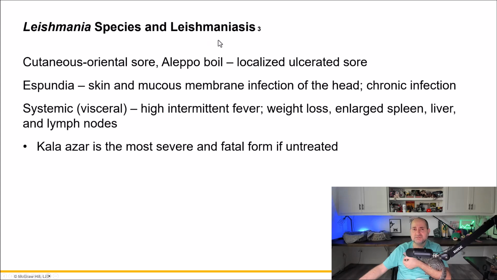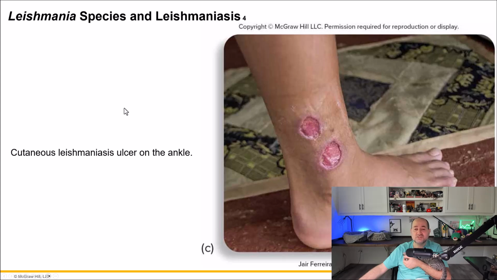So Leishmaniasis can culminate in different ways. It could form a cutaneous localized sore. It could culminate in espundia, skin and mucous membranes infected of the head, chronic infection. It can go systemic or visceral with high intermittent fever, weight loss, enlarged spleen, liver, and lymph nodes. And Kala-Azar is the most severe and fatal form of this systemic infection if untreated. Here you can see cutaneous leishmaniasis. See how it's an ulcer, a localized skin ulcer on the ankle.